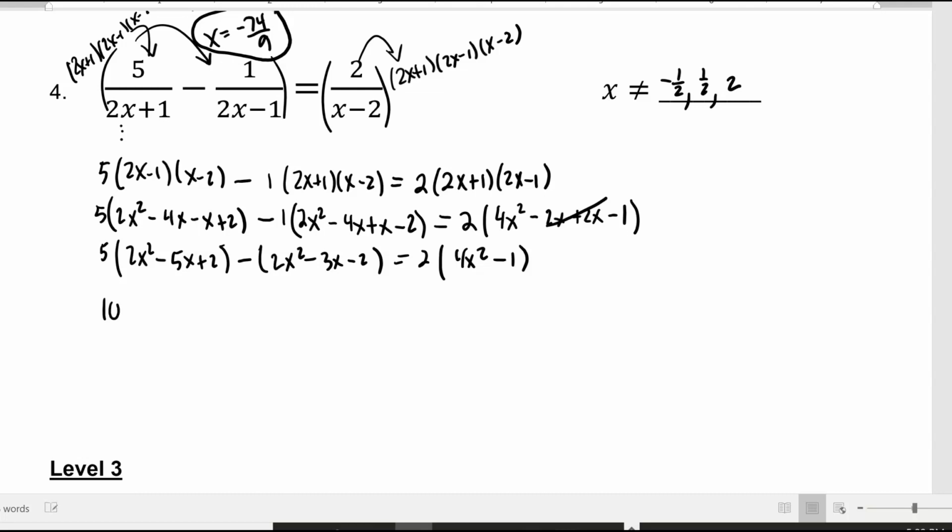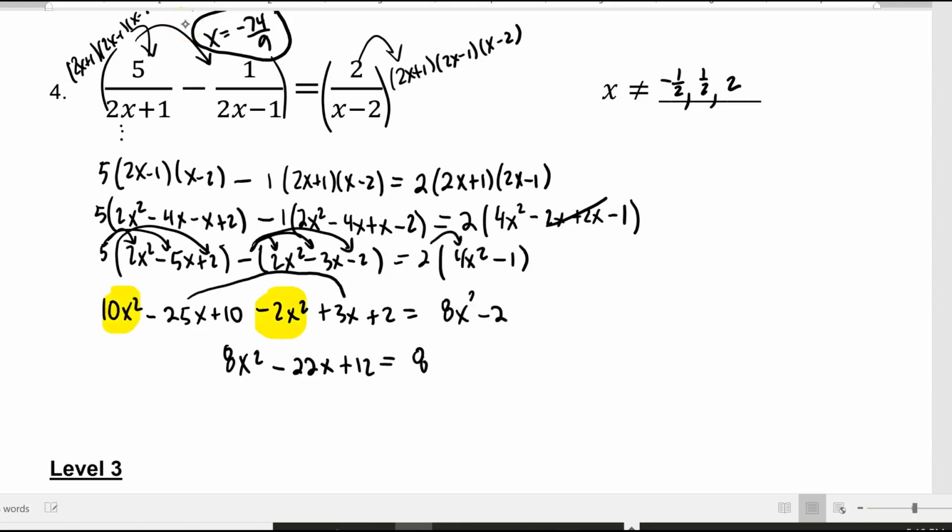So we have 10x squared minus, now I'm distributing, by the way, 25x plus 10 minus 2x squared. Now it's a matter of changing all these signs because of that minus sign there. Plus 2 equals 8x squared, that was a mistake. And look at that, the 8x squareds cancel. Nice. Negative 22x plus 12 equals negative 2.